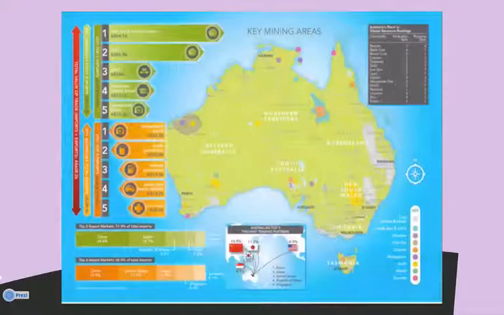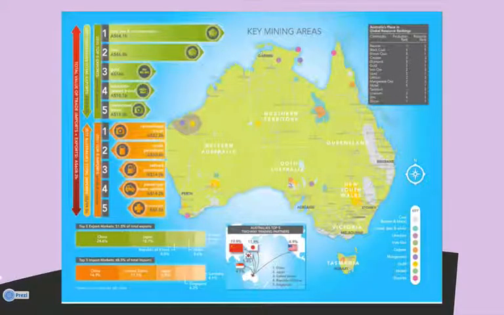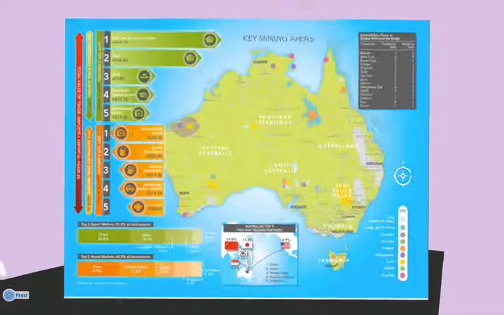This map provides a picture of the key mining areas in Australia. The primary mining areas are in Western Australia and also in Queensland, but as you can see, there is mining activity in many different parts of the country.